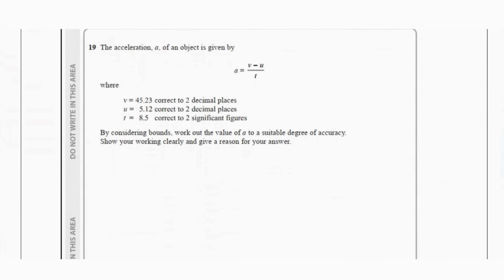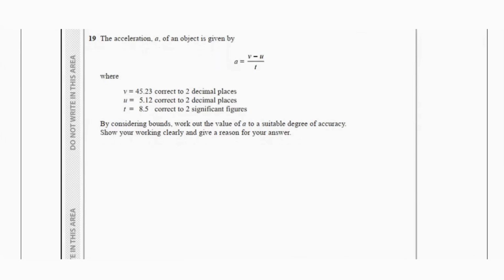The acceleration a of an object is given by a equals v minus u over t, where v is 45.23 correct to 2 decimal places, u is 5.12 correct to 2 decimal places, and t is 8.5 correct to 2 significant figures. By considering bounds, work out the value of a to a suitable degree of accuracy. Show your working clearly and give a reason for your answer.